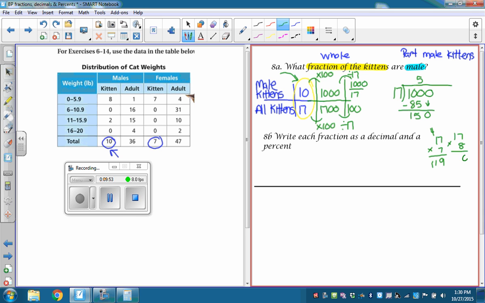17 times 8. 8 times 7 is 56. 8 times 1 is 8, plus 5 is 136. So add another 17 and see if you go over. 7 and 6 is 13, 153, so that's too big. So we know that 9 is too big, but 8 is going to work.